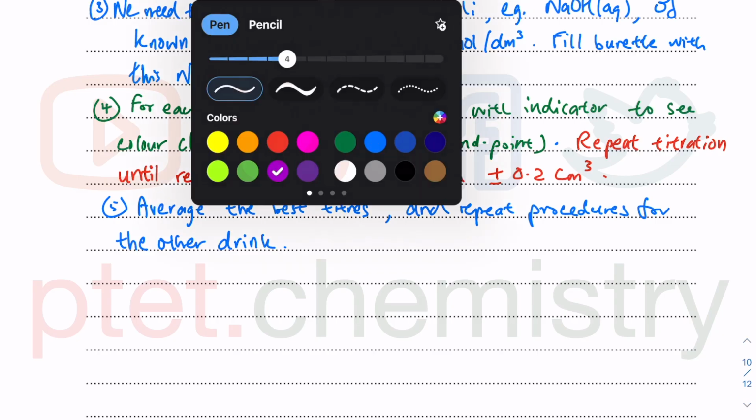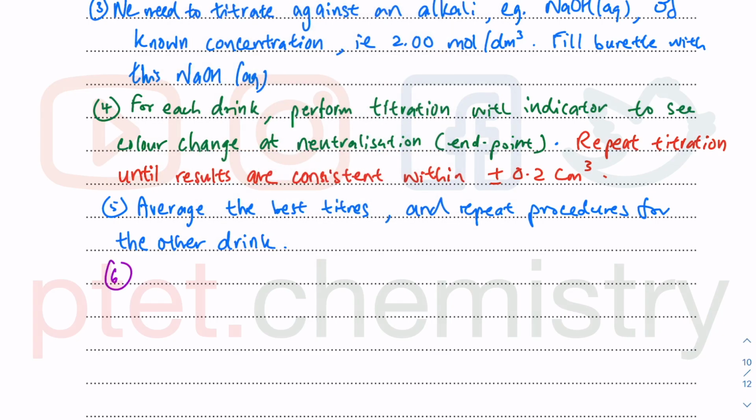Now we're going to talk about the analysis of results. So for each drink, we had the same volume pipetted out.